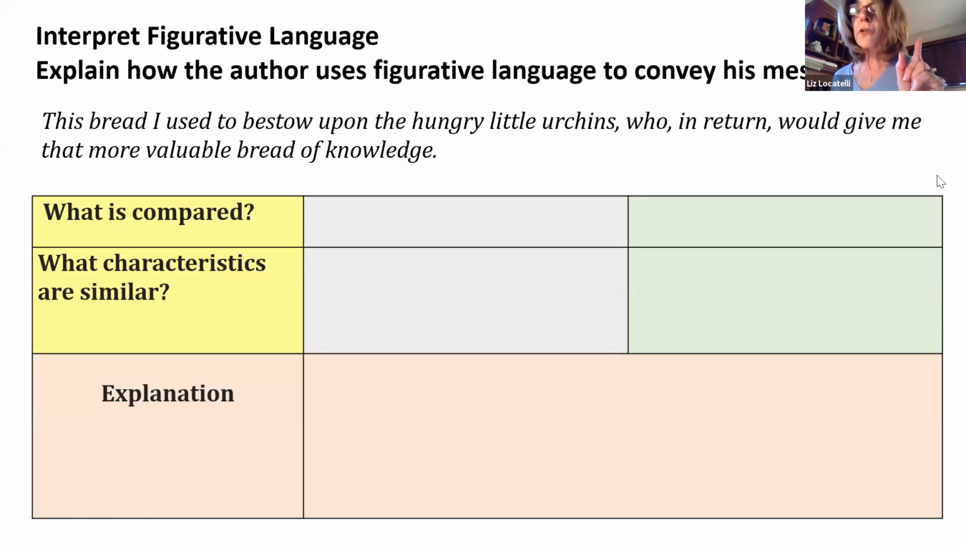Now, remember I told you we wanted to look at figurative language. And this is a chart that students find very, very helpful. It makes sense to them. So the text at the top in italics is the sentence that shows us figurative language. This bread I used to bestow upon the hungry little urchins who in return would give me that more valuable bread of knowledge. Wow. So that's a really good sentence for them to work with. And kids are pretty good at finding the sentence that has figurative language, but the Regents requires them to explain the figurative language. So first we ask what's compared: real bread and knowledge.